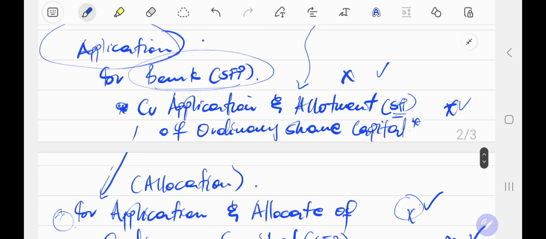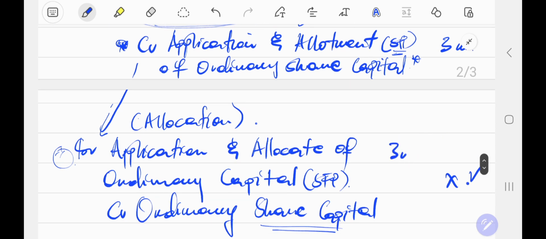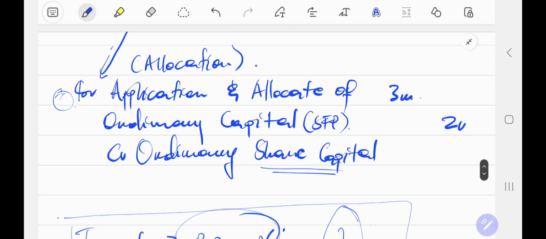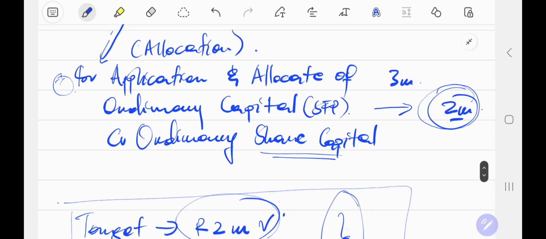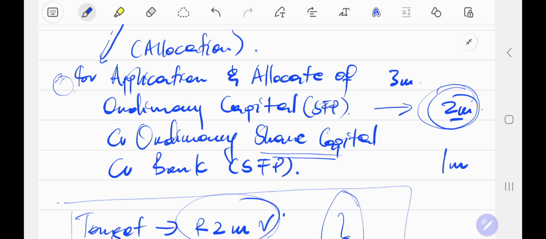So here you are still going to debit bank with 3 million, because that's the amount that you've received, and credit application and allotment with 3 million. Then you debit application and allotment 3 million, and credit ordinary share capital with, sorry, not 3 million, with 2 million, right? Here you are going to record the amount that you were targeting, which is the capital that you wanted to raise, the 2 million. So that means the 1 million, you have to refund back to the potential shareholders.